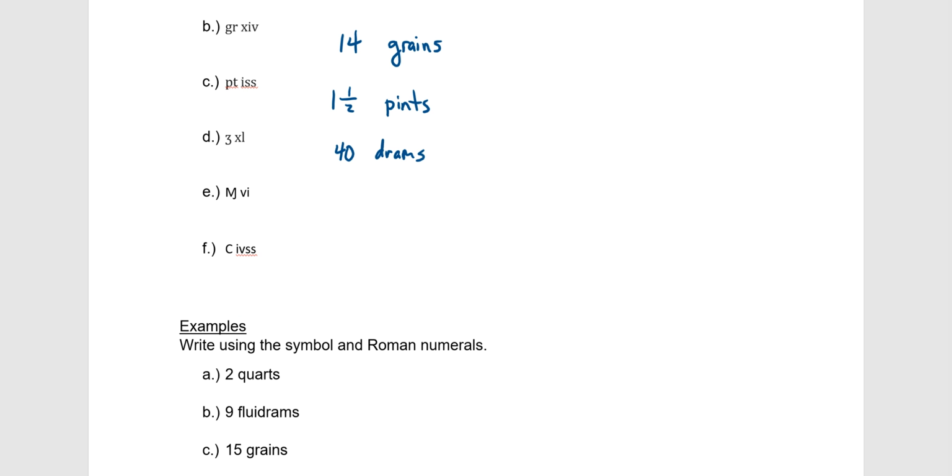And the next one we have, let's look at the Roman numeral, we have VI. So VI is going to be 6 because it's the 5 plus the 1. And then we have that M symbol, which is going to be the minim symbol, so it's 6 minims.